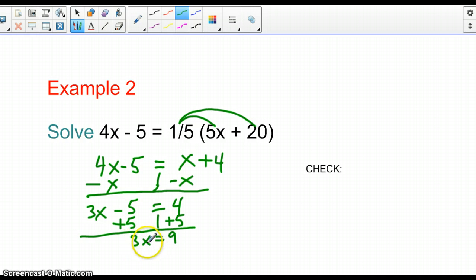And then x is being multiplied by 3. The opposite or inverse operation of multiplying by 3 is divide by 3. What you do to one side, again, you still got to do to the other to keep it balanced. We got x equals 3.